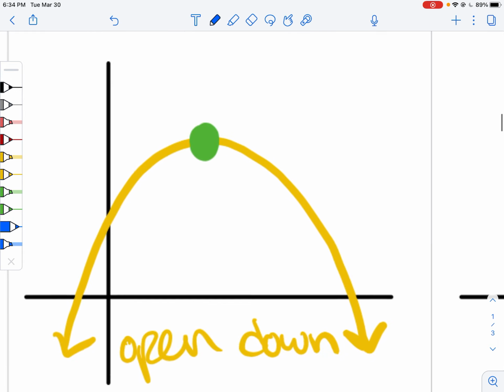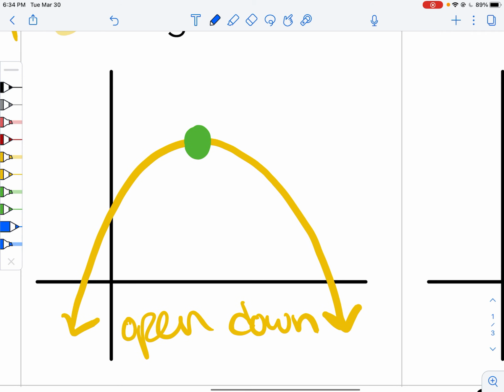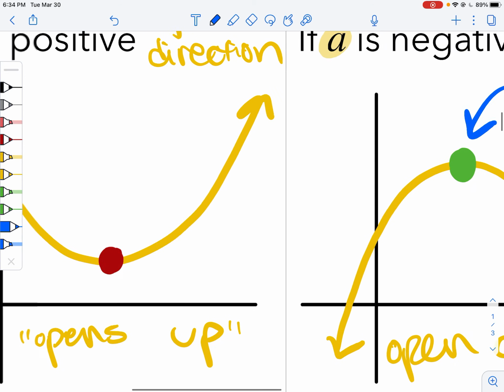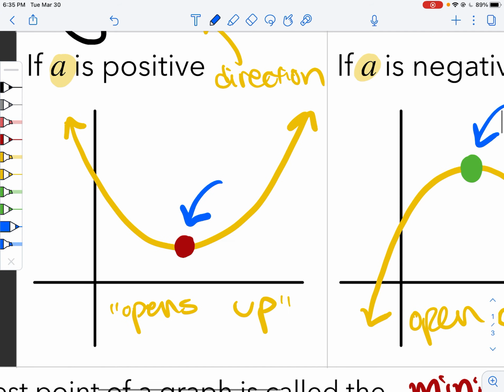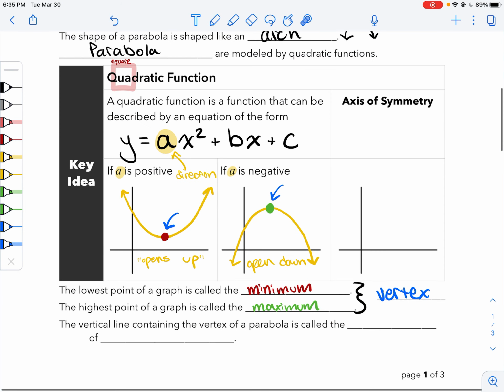So the vertex of a graph that opens down will be its maximum. The vertex of a graph that opens up will be its minimum. So the vertex is this point right here at the bottom or at the top. This point in the middle.